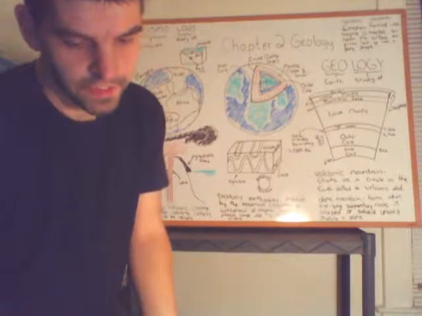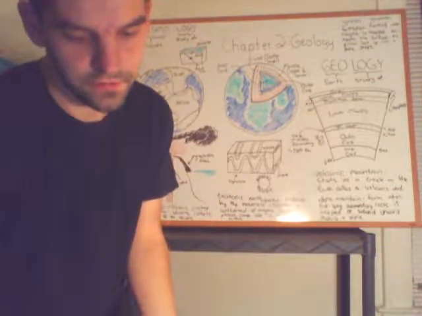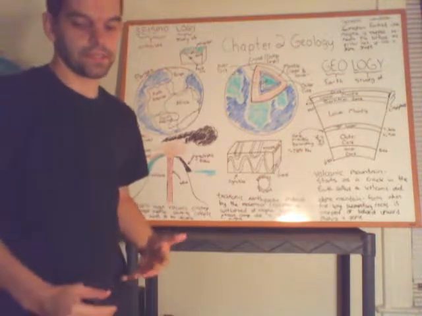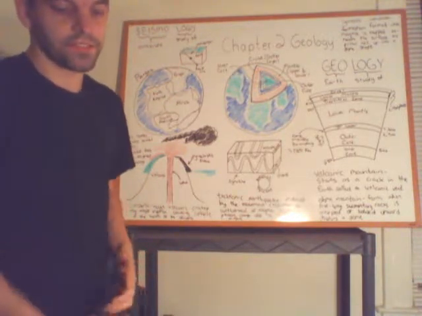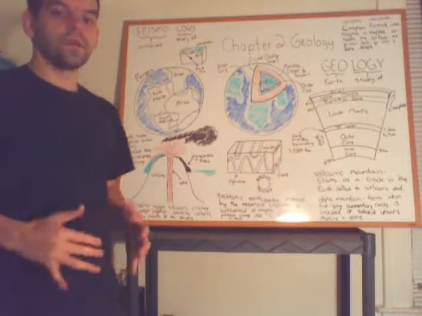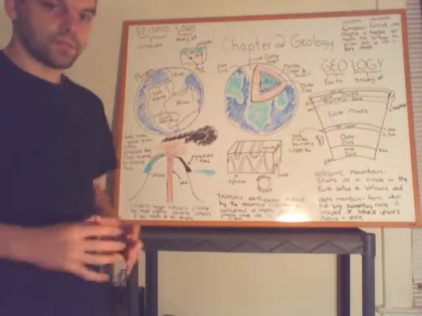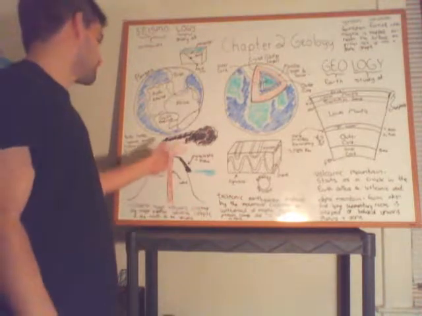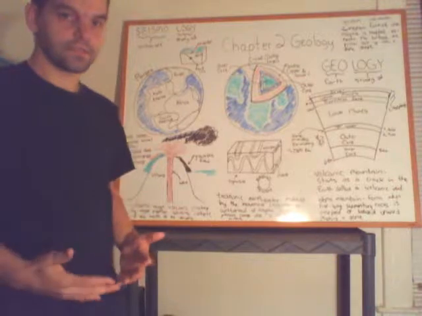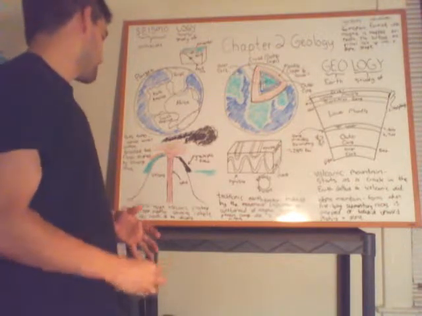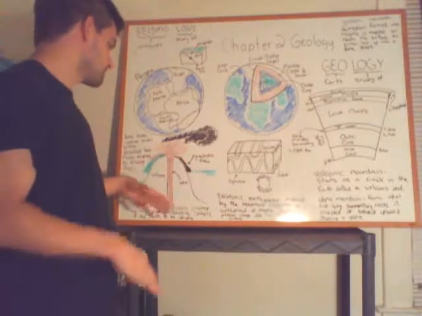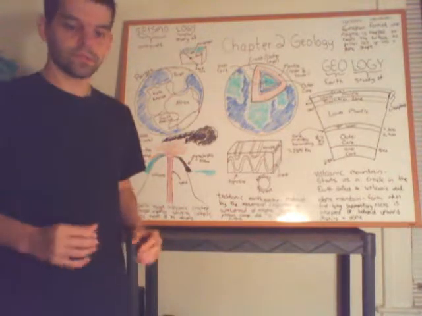Next we have a volcano, and a volcano is defined as an opening in the Earth's surface through which hot gases, ash, and molten rock are ejected from the Earth's interior. Okay, so we do have a lot of main parts of a volcano. We have the vent, which is the central feature where all the ejecta comes out from. And then you have your eruption cloud, your pyroclastic flow, and other main parts.